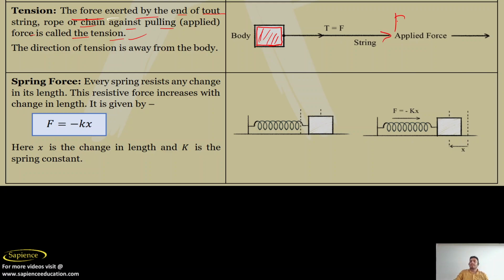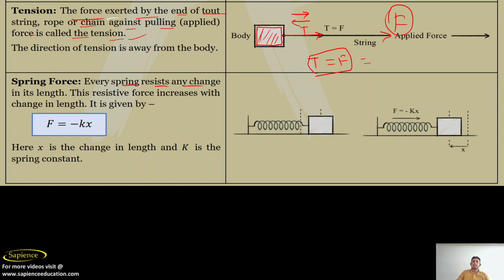We are applying a force to move this body. So tension will be equal to that force. How much force you apply, you will get tension equal to that. Tension is the force applied by you, and it will always act away from the body. See here, if you are applying a force away from the body, tension will act away from the body. Tension won't act like this. Understood?